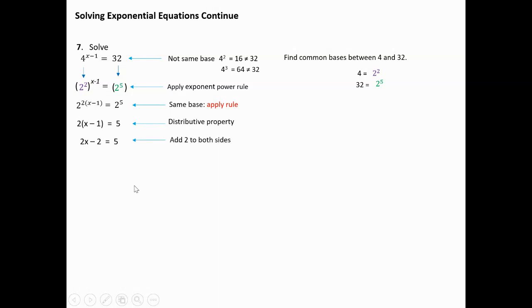We're going to add 2 to both sides. 2x = 7. Then we divide by 2. So my answer will be x = 7/2. That's my solution. And again, we can check our work.